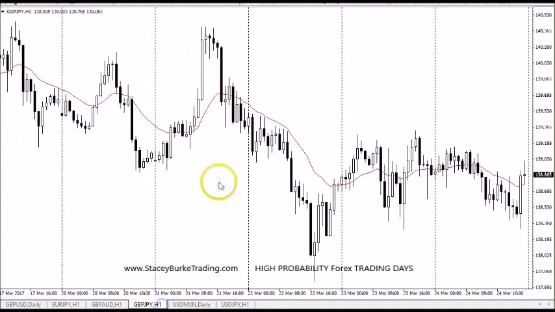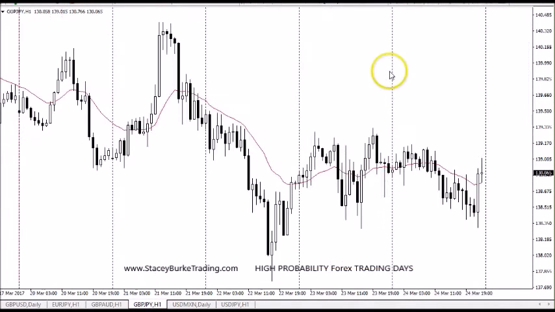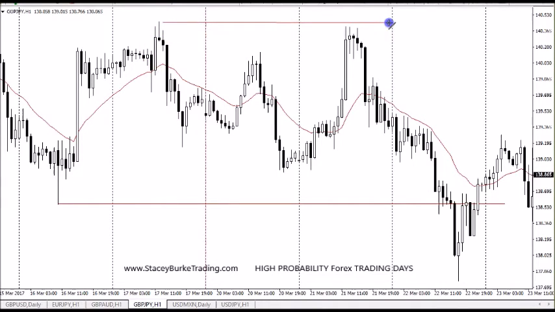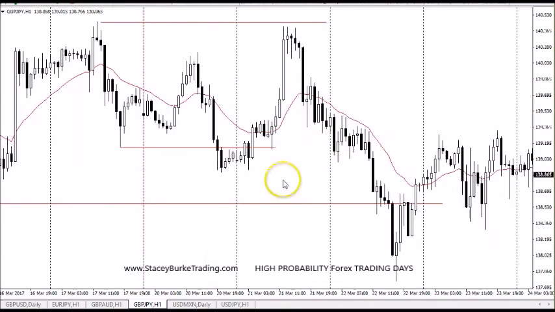So if we look at the pound yen, we go back and we can look at Thursday, Friday. We see the market Thursday's range. Friday closed inside of that range. Monday, again, the red line. Monday closed outside of Friday's range. So again, possible high probability day for volatility or movement.